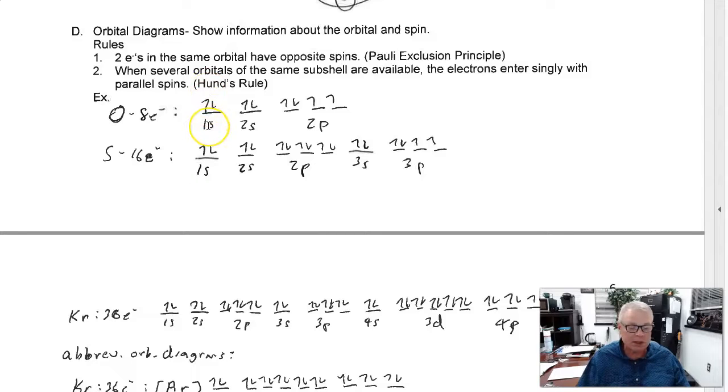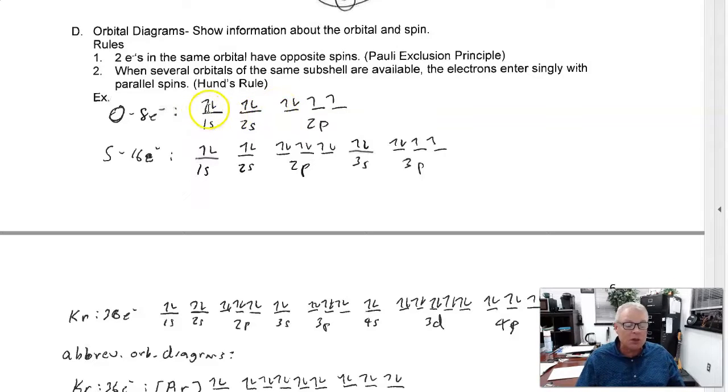So I'm going to put the first one in spin up. Okay. Does it have to go in spin up? No. It's like heads and tails. It could have gone in spin down. By convention, we normally just put it spin up because it's just what we do. But if you put it in spin down, that would be fine. If you want to be different, I guess you can do it that way.